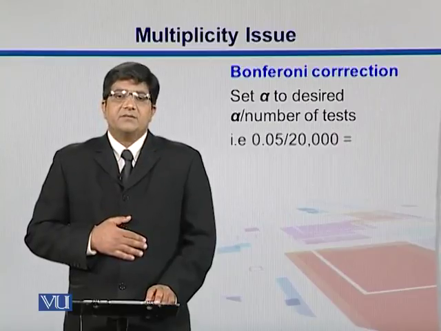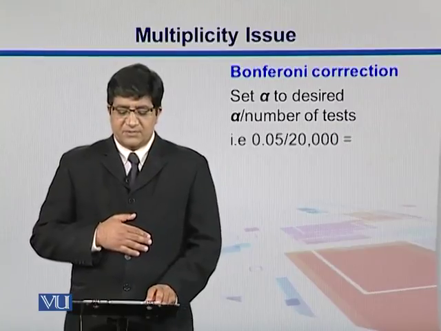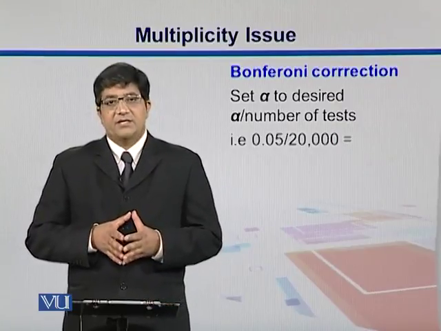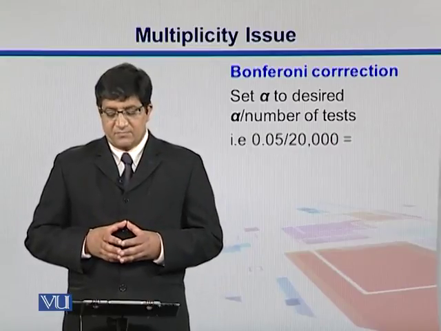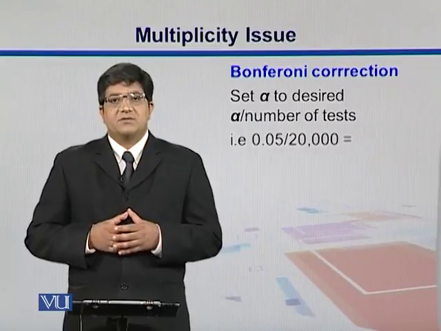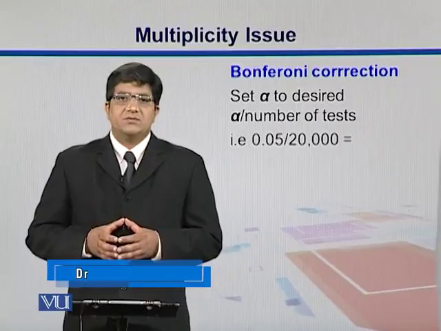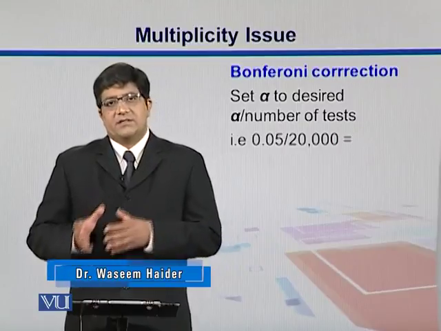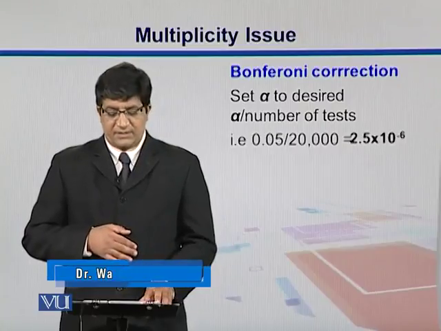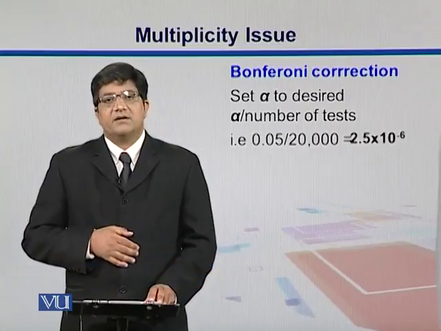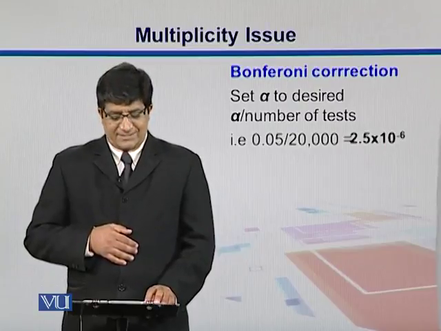So there are different methods to correct for this issue. One of them is called the Bonferroni correction. It sets alpha equal to alpha divided by the number of tests. So if you are throwing, for example, 20,000 tests, rather than looking for a gene's p-value to be 0.05 to call it significant, look at 0.05 divided by 20,000. In that case, a gene is significant if its p-value is less than 2.5 times 10 to the power minus 6.